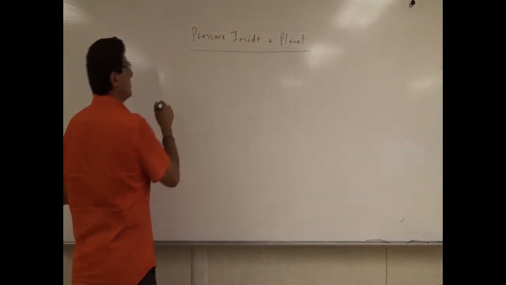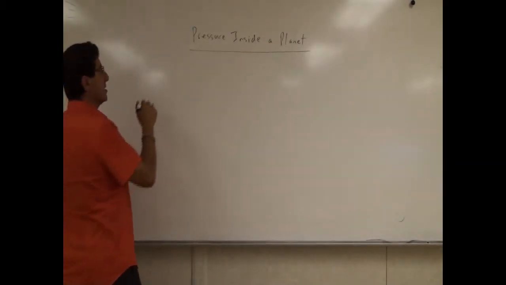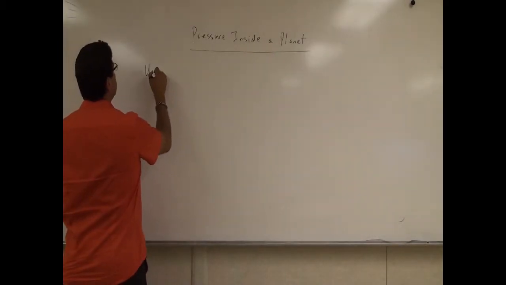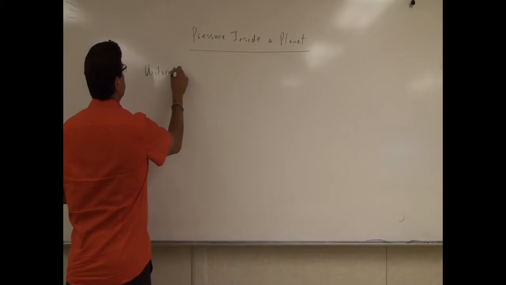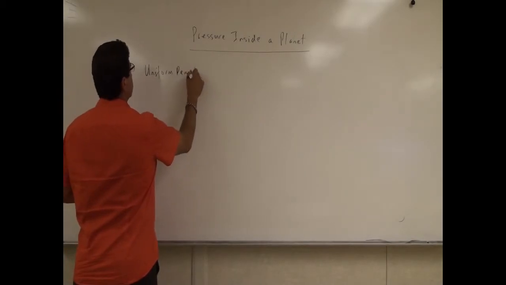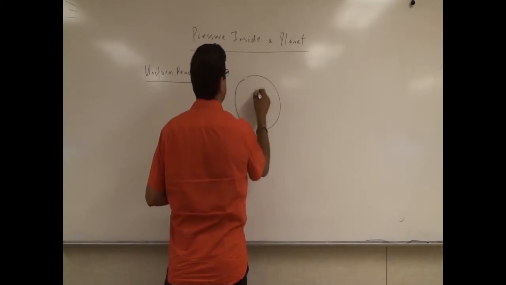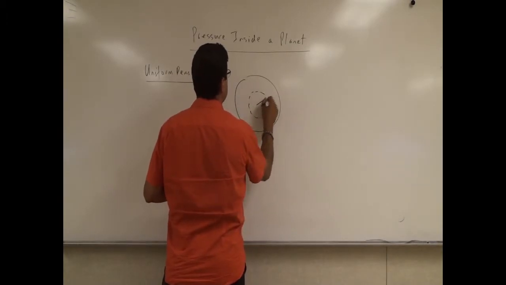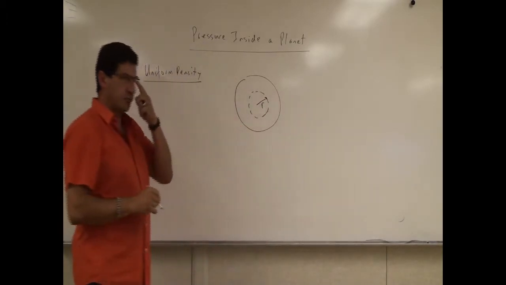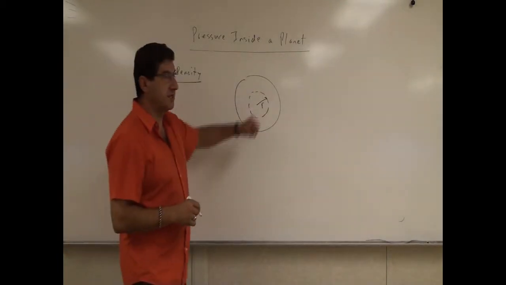So let's first assume that we model the Earth as a uniform planet, right? Uniform density. Then we can do a planet that is non-uniform. Right, so let's say you are inside of the planet here, at distance r. So what would be the pressure at that distance r inside of the planet?